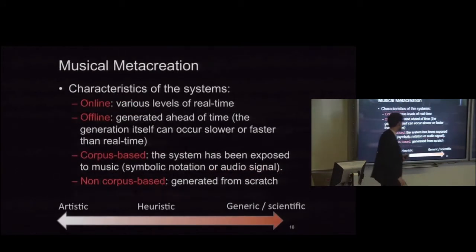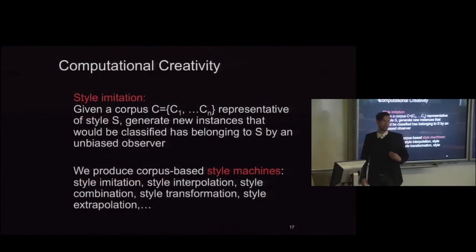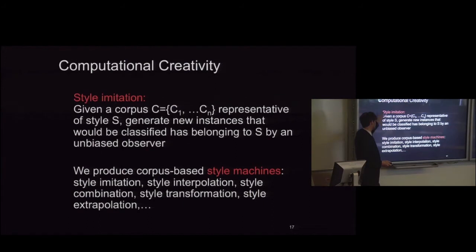So in that latter case of more generic systems, a good example, and that's what we focus on a lot in the lab, is the idea of style imitation, where you have a corpus, a number of pieces, let's say all the paintings of Rembrandt, that are representative of a style S, let's say the style of a certain period of the career of Rembrandt, and you want to generate new instances that would be classified as belonging to that style by an unbiased observer. So let's say you have all the pieces of music from the band Metallica, and you want to generate a new one that a Metallica fan who doesn't know all the pieces by heart would recognize, like, hey, that's a piece from Metallica. So we have systems that do that, and that's really the problem that those systems are trying to solve.